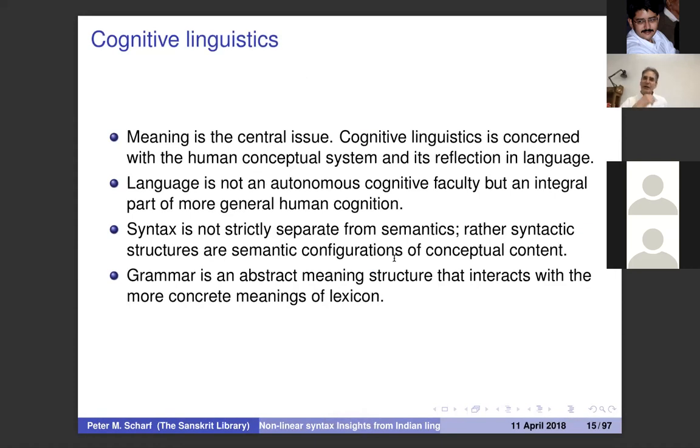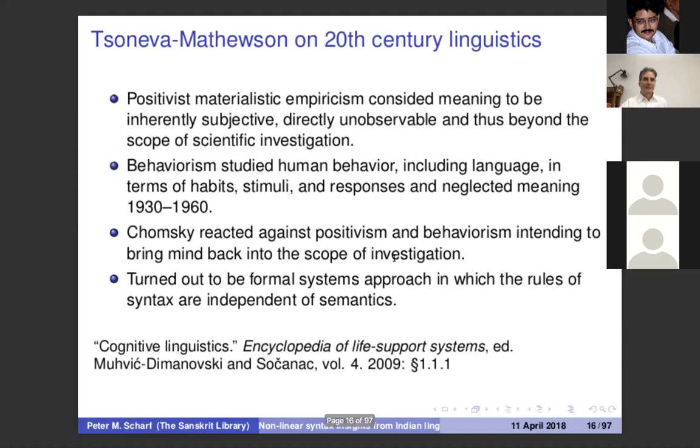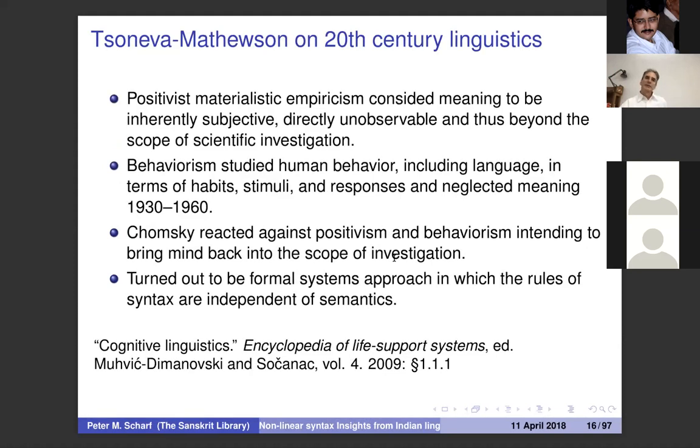So in cognitive linguistics, meaning is the central issue. Cognitive linguists generally dissociate themselves both from the empiricist approach and from the formal linguistic approach of Chomsky. Talking about the history of 20th century linguistics, Tsoneva Matthewson writes in the Encyclopedia of Life Support Systems that positivist materialistic empiricism considered meaning to be inherently subjective, directly unobservable, and thus beyond the scope of scientific investigation. Behaviorism studied human behavior, including language, in terms of habits, stimuli, and responses, and neglected meaning entirely.